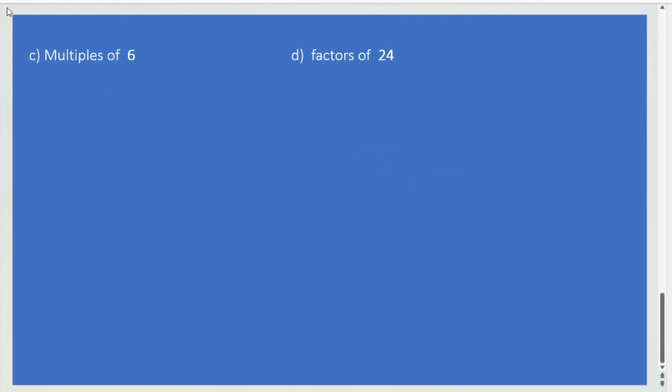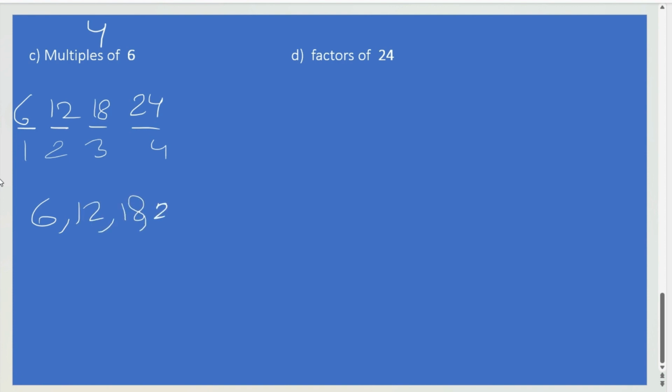Okay. Multiples of 6. Again, I'm going to say the first 4 multiples of 6. So I want to make 4 little lines, label, and then 6 times 1 is 6, 6 times 2 is 12, 6 times 3 is 18, 6 times 4 is 24. And so that's going to be the first 4 multiples of 6. And so this is going to be your answer.